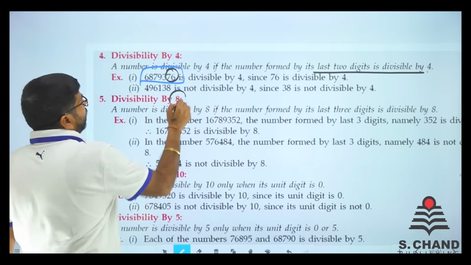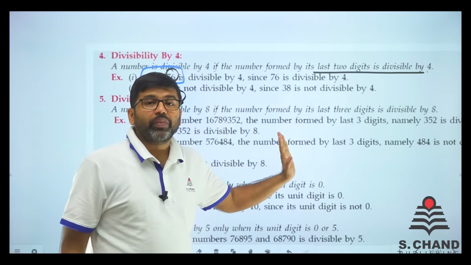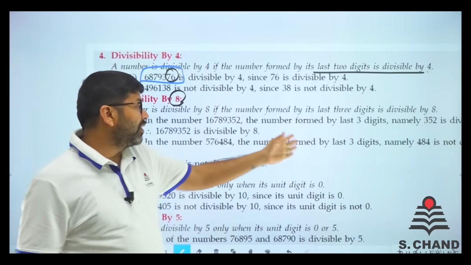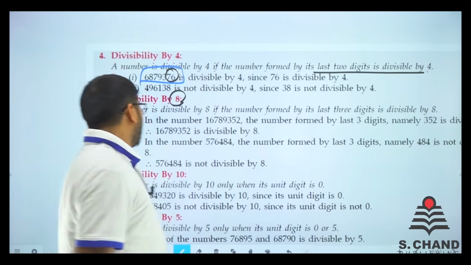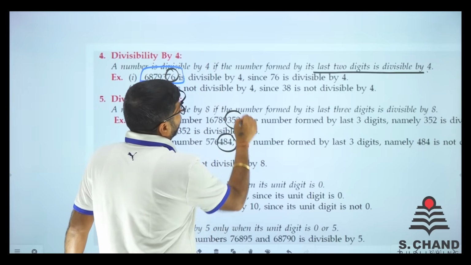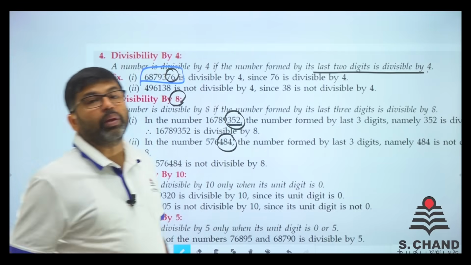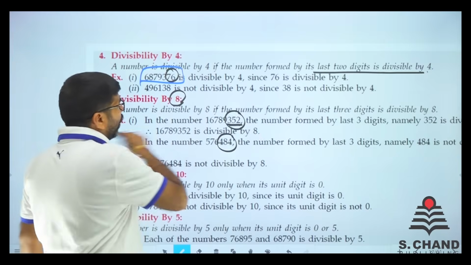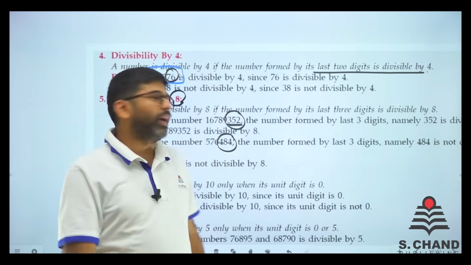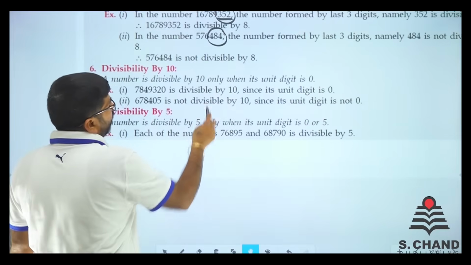What about 8? So when it was 2, we check the last number. When it was 4, we check the last two numbers. When it is 8, check the last 3 digits. If say for example 484 or 352, these 3 digit numbers are divisible by 8, then the whole number is divisible by 8. Keep in mind.